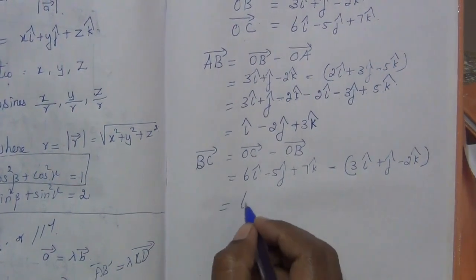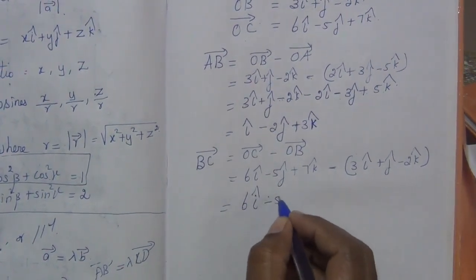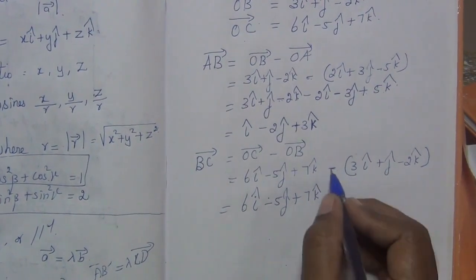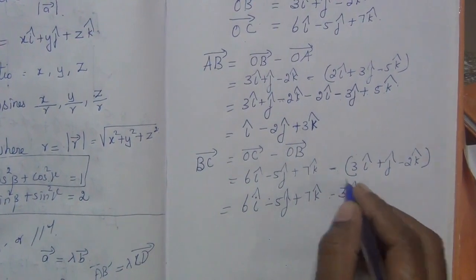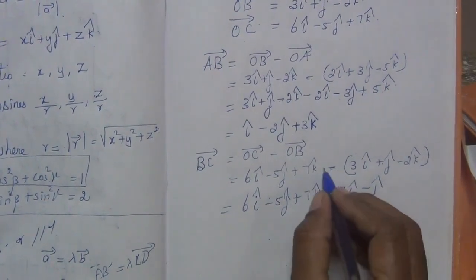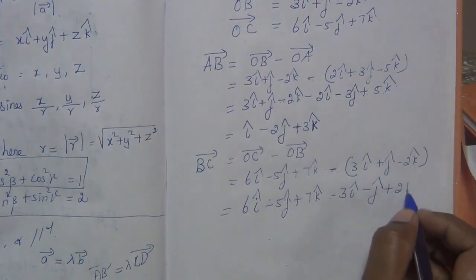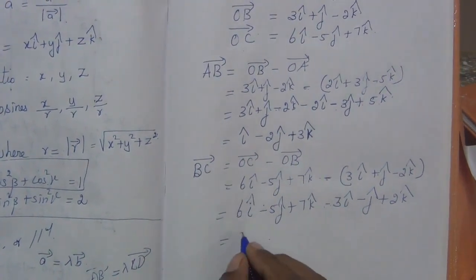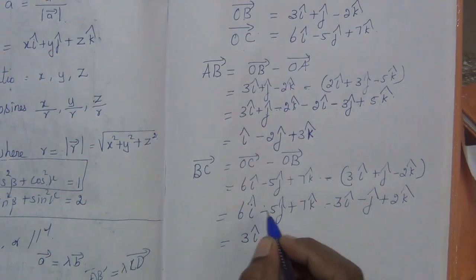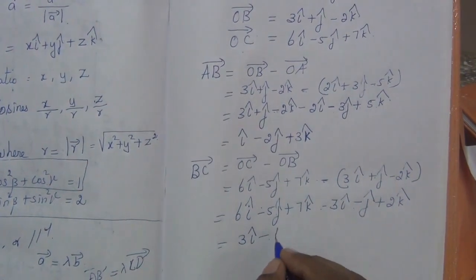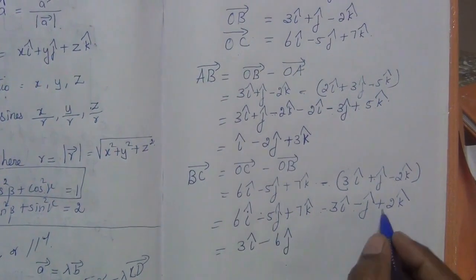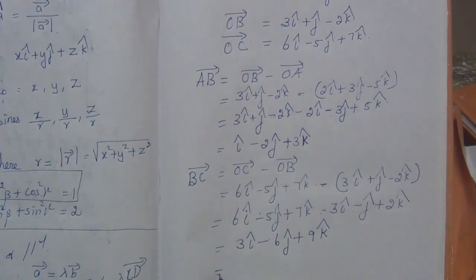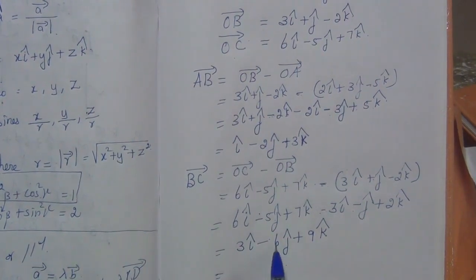So we can simplify it: 6i cap minus 5j cap plus 7k cap. Now multiply the minus inside. So minus 3i cap minus j cap, minus into minus plus 2k cap. So 6i cap minus 3i cap is 3i cap, minus 5j and minus j, that is minus 6j cap, plus 9k cap. Now when we check all the numbers, 3 is common.